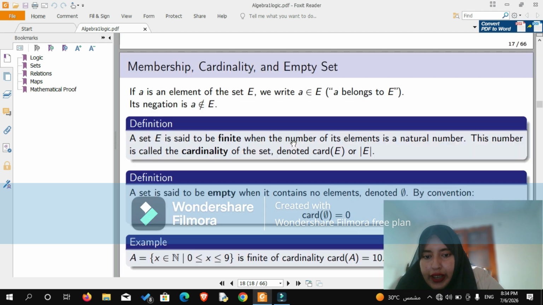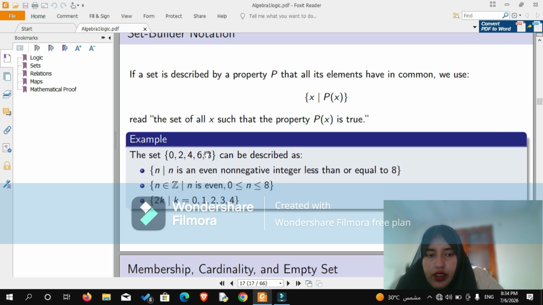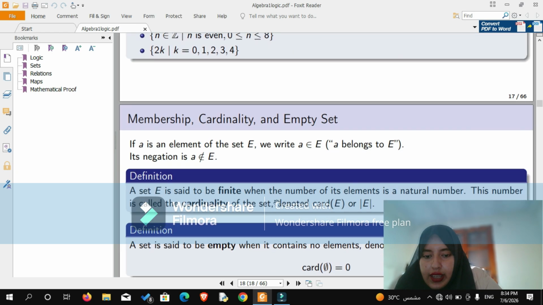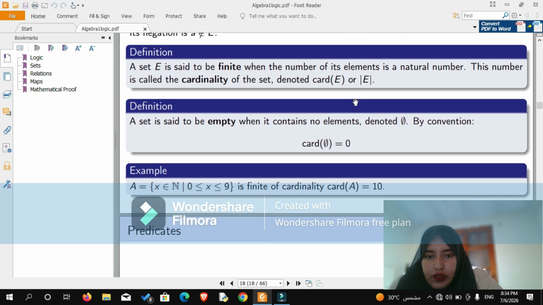Let's go back to this example. How many elements are in here? 1, 2, 3, 4, 5. So the cardinality of this set is 5. We denote it as card E, or we take these brackets with the name of the set between them.